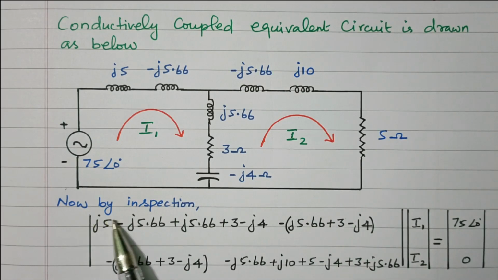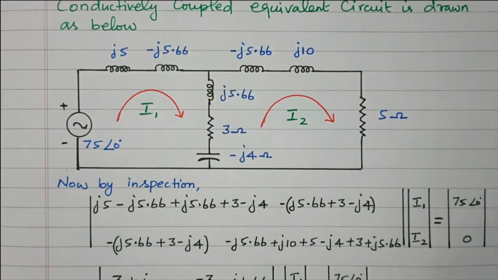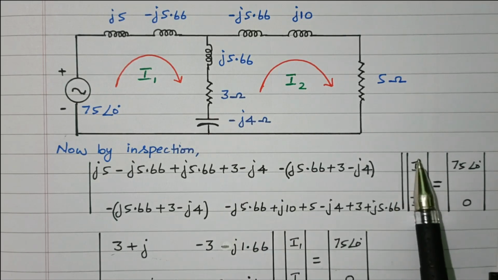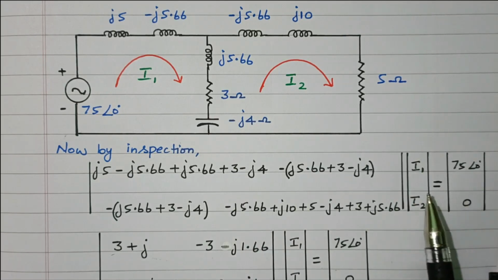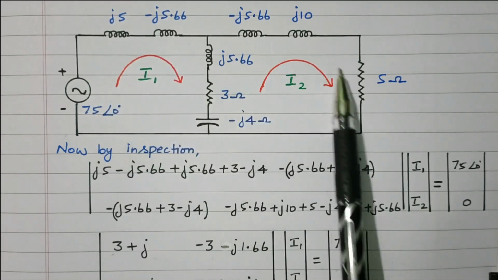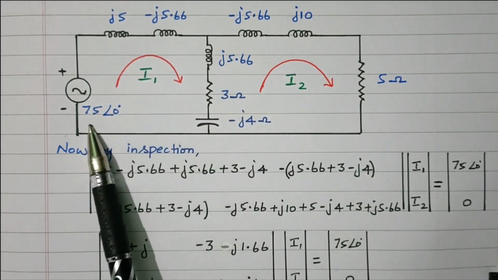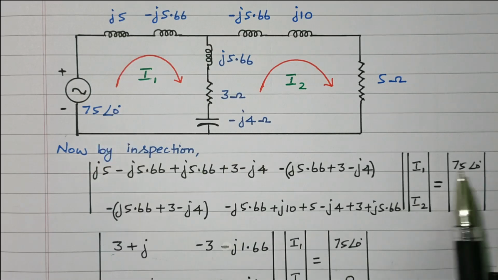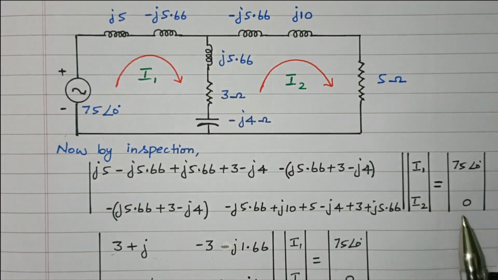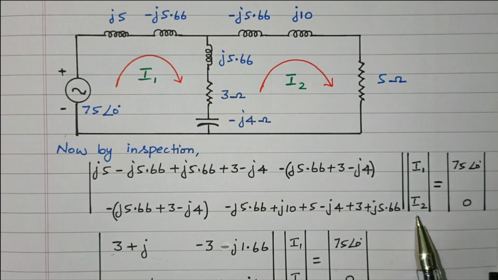Now by using inspection, we'll go for the matrix method, mesh analysis. So this is the impedance matrix, current matrix, voltage matrix. V equal to I into Z. So the current matrix is I1 and I2. So this is loop 1 and this is loop 2. In loop 1 we have 75 volts, a 75 with 0 degree voltage source is available. In loop 2 the voltage source is not available, so 0. So the current matrix is I1, I2, and the voltage matrix is 75 with 0 degree and 0.